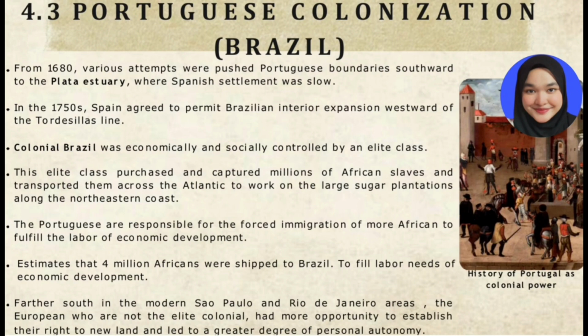Further south, in the modern Sao Paulo and Rio de Janeiro areas, the Europeans who were not the elite colonial class had more opportunity to establish their right to new land, which led to a greater degree of personal autonomy.